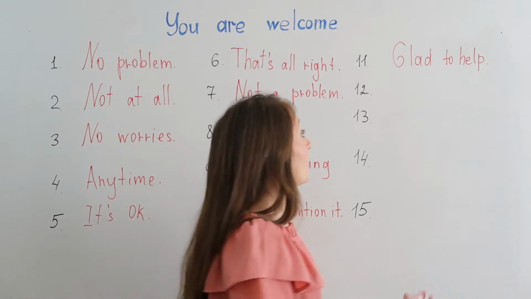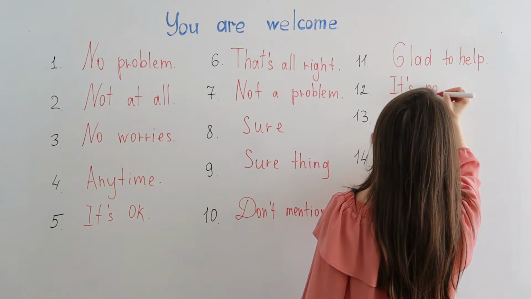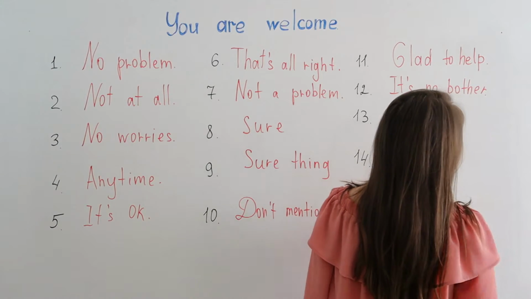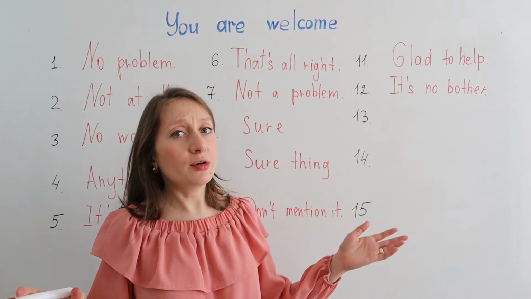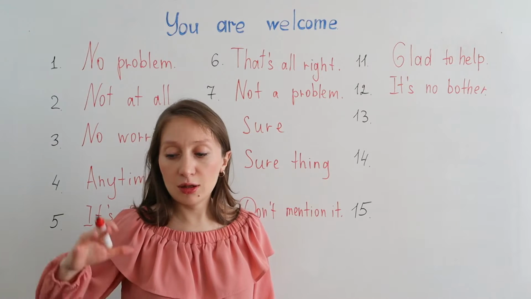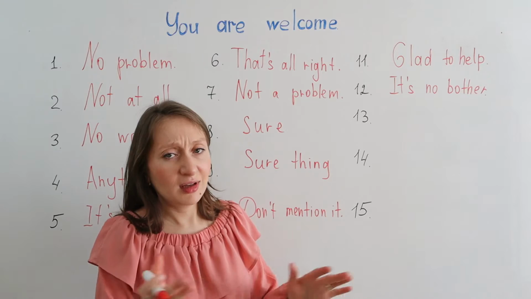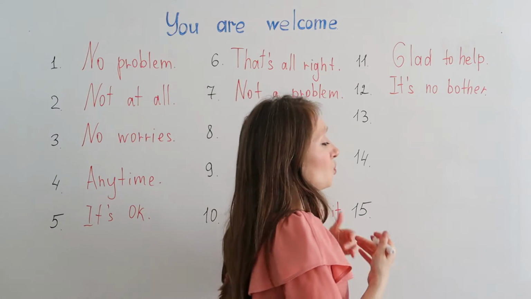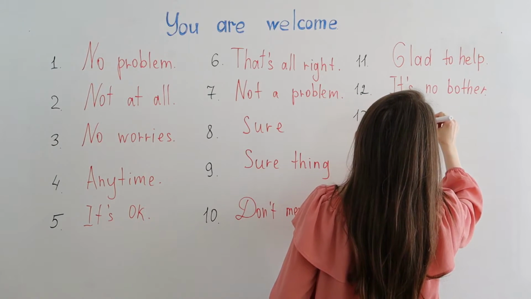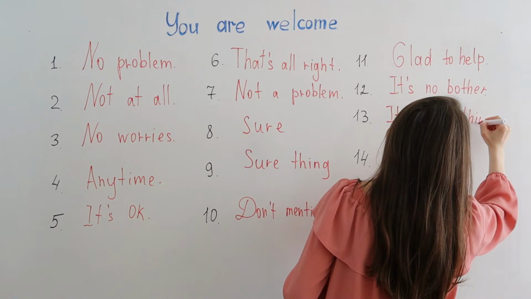Number 12, thank you very much. It's no bother. Next one, 13. When something happened, the person says thanks to you, you say, it was nothing. It was nothing for me to help you. It was past form, it was nothing.